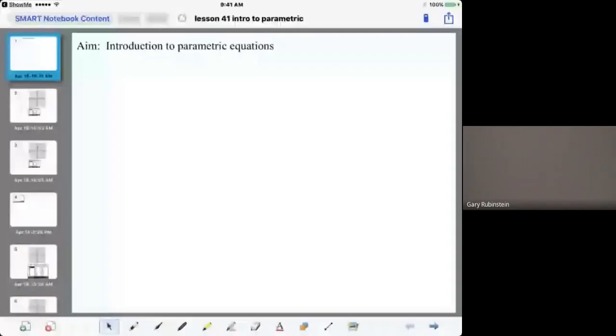Okay, so parametric equations. Now let me bring the chat window up for myself there. Okay, now it's good.